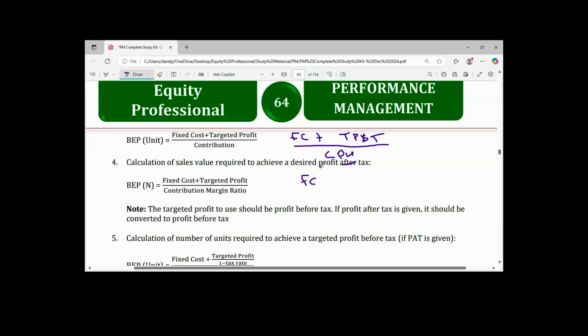Fixed cost. My hand's supposed to be working too. Supposed to be this finger. It's not working. This one is slow.